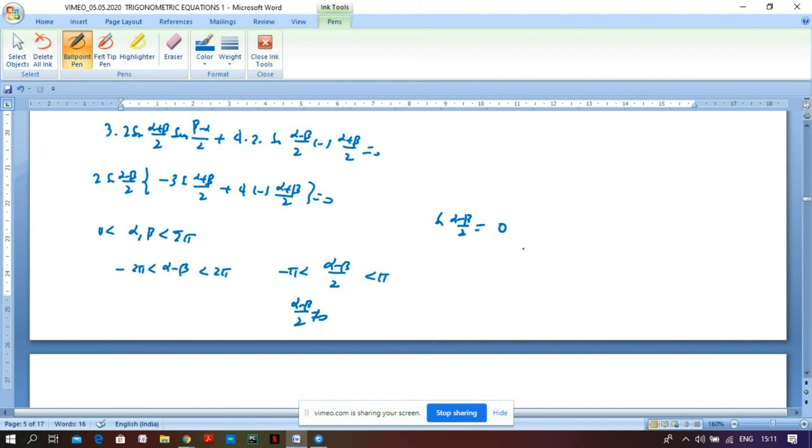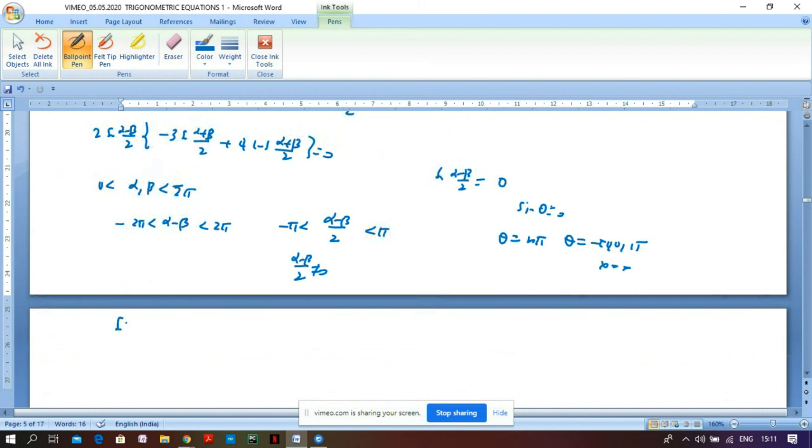This is not possible because sine theta is 0 means theta is n pi. That is, theta is minus pi, 0, pi. Nothing is allowed, so these are not possible. Others are not given, it means this factor is never 0. So the first factor is never 0. We write that sine of alpha minus beta by 2 is never 0.